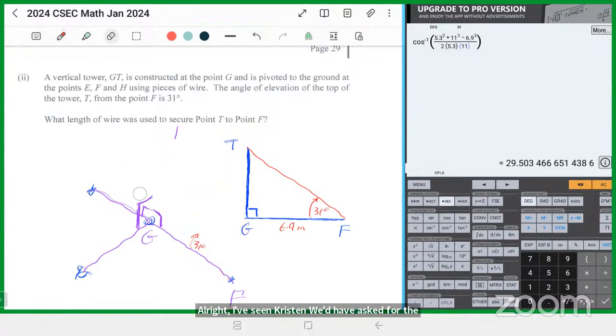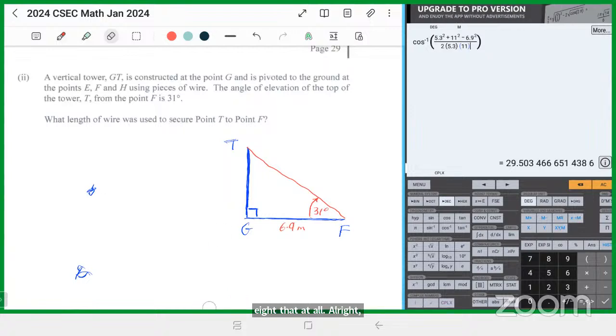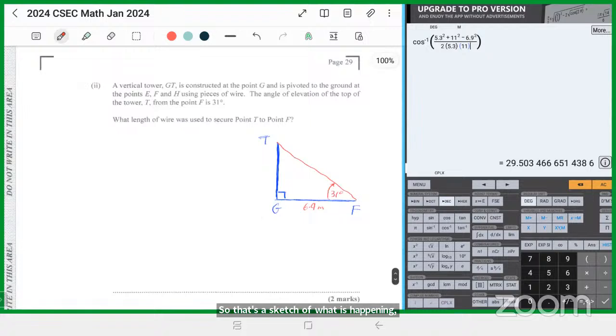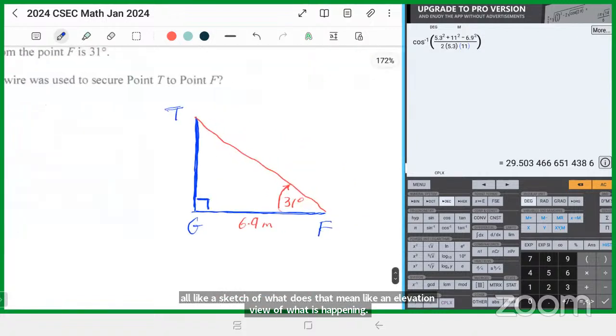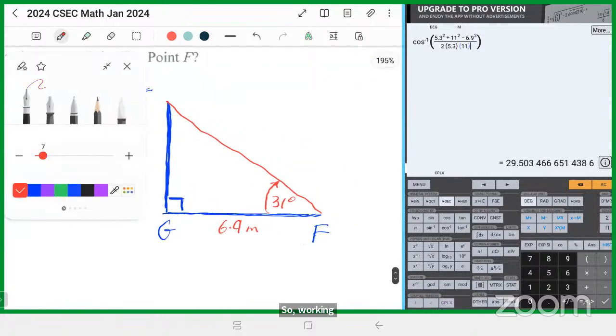All right, so let me take this off now. So that's a sketch of what is happening, like an elevation view of what is happening. So we're working out the length of this wire. Let's call the length of the wire L.